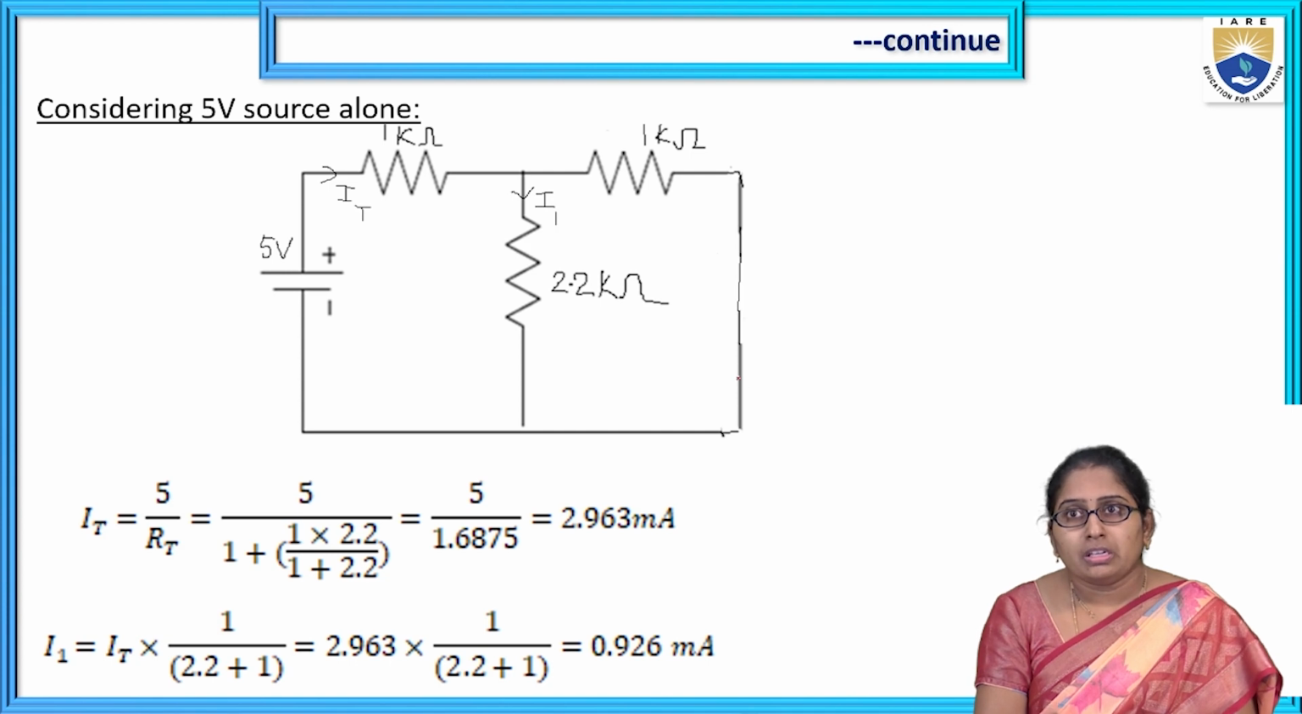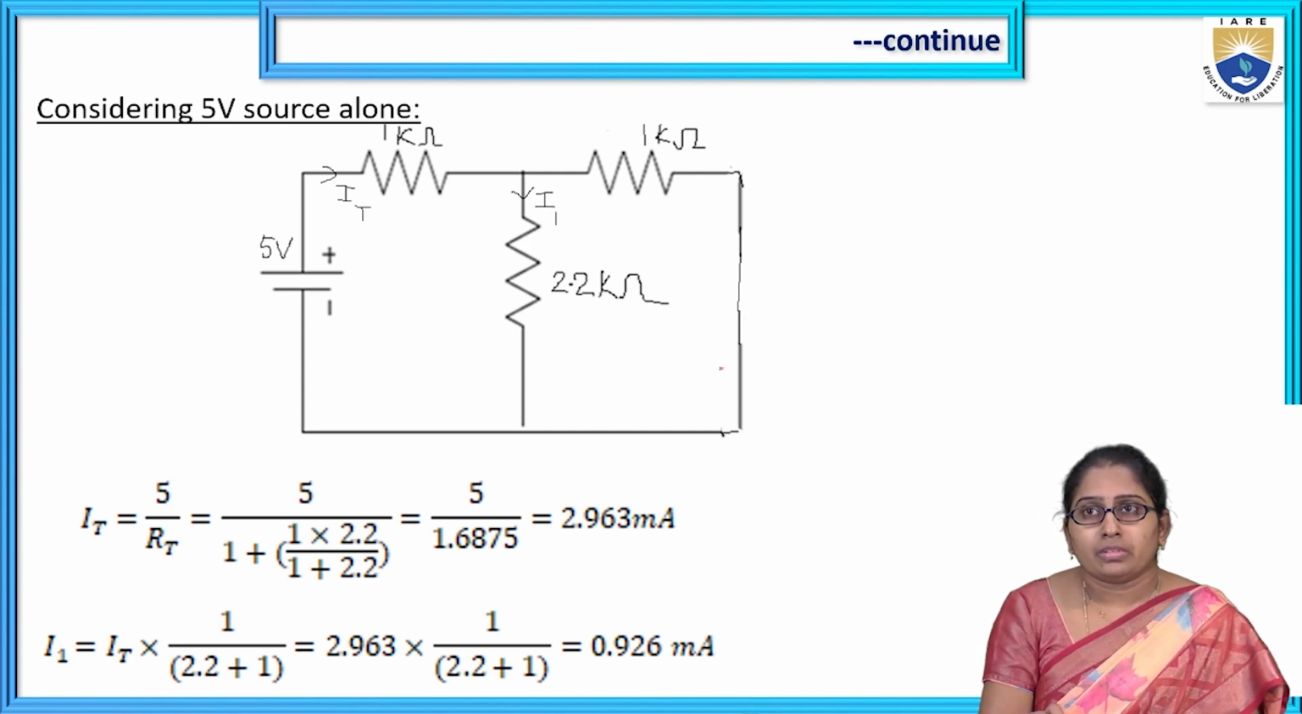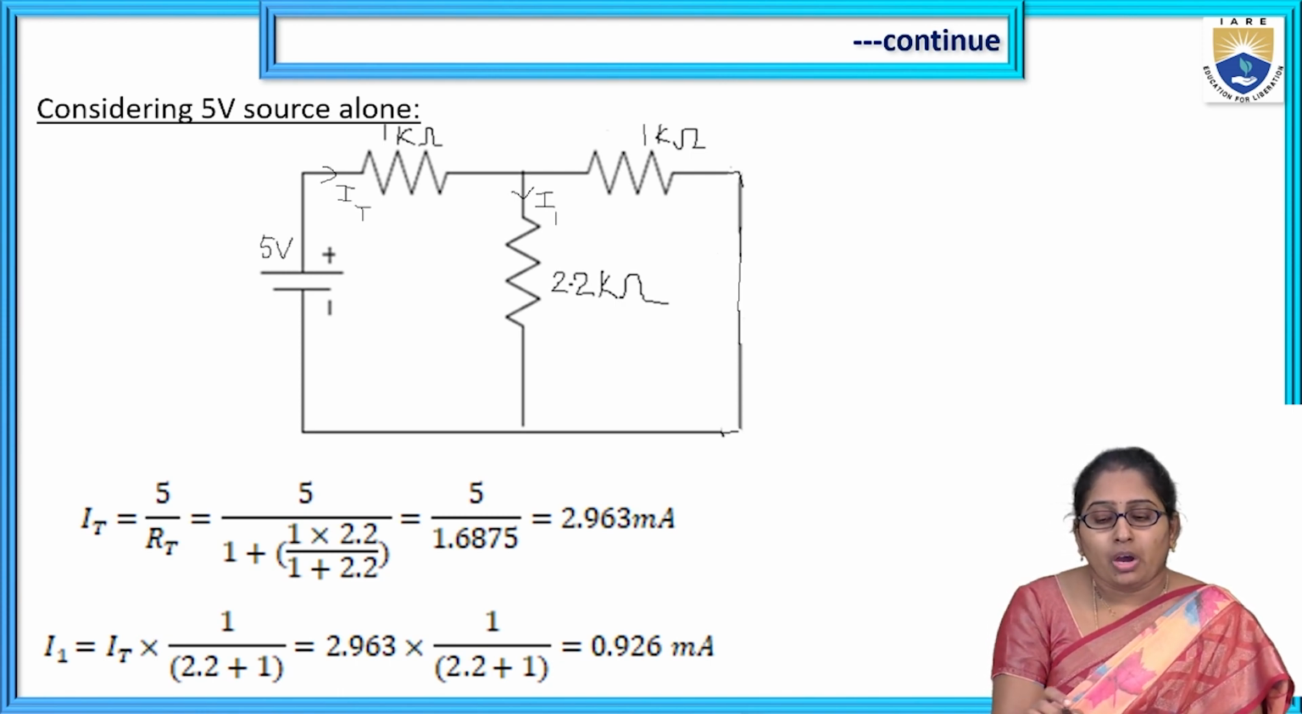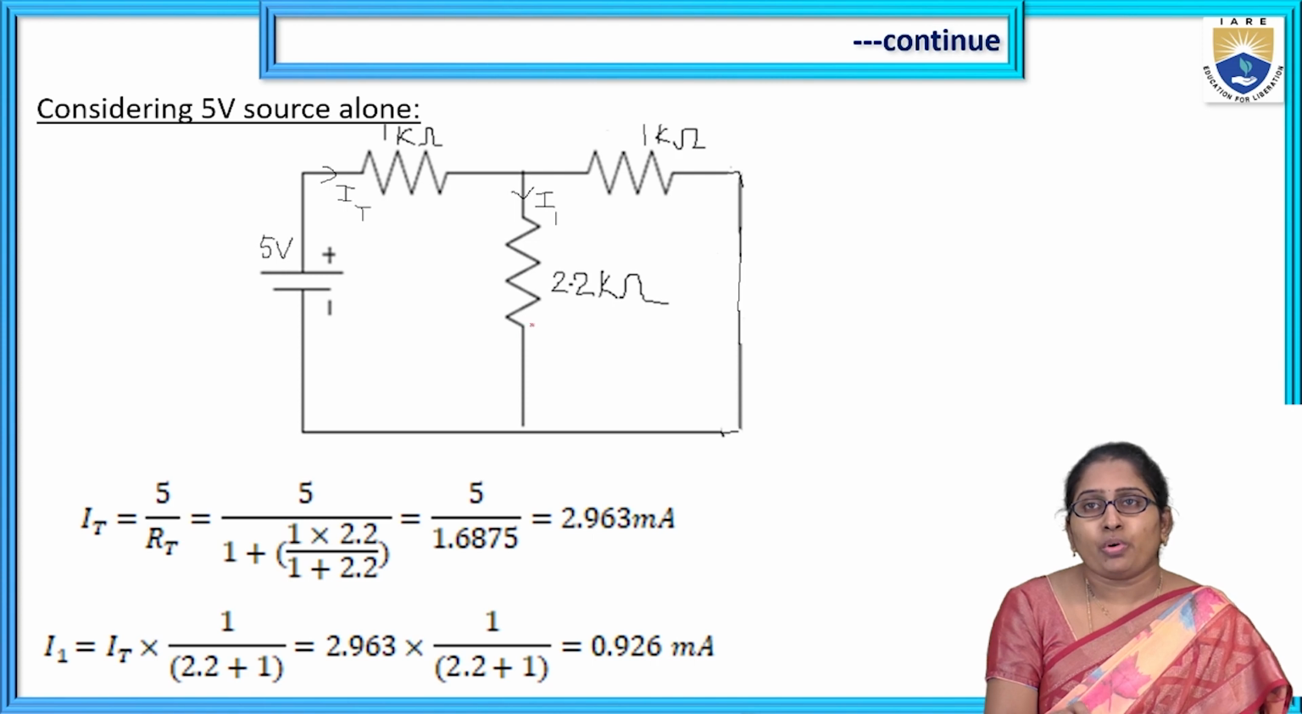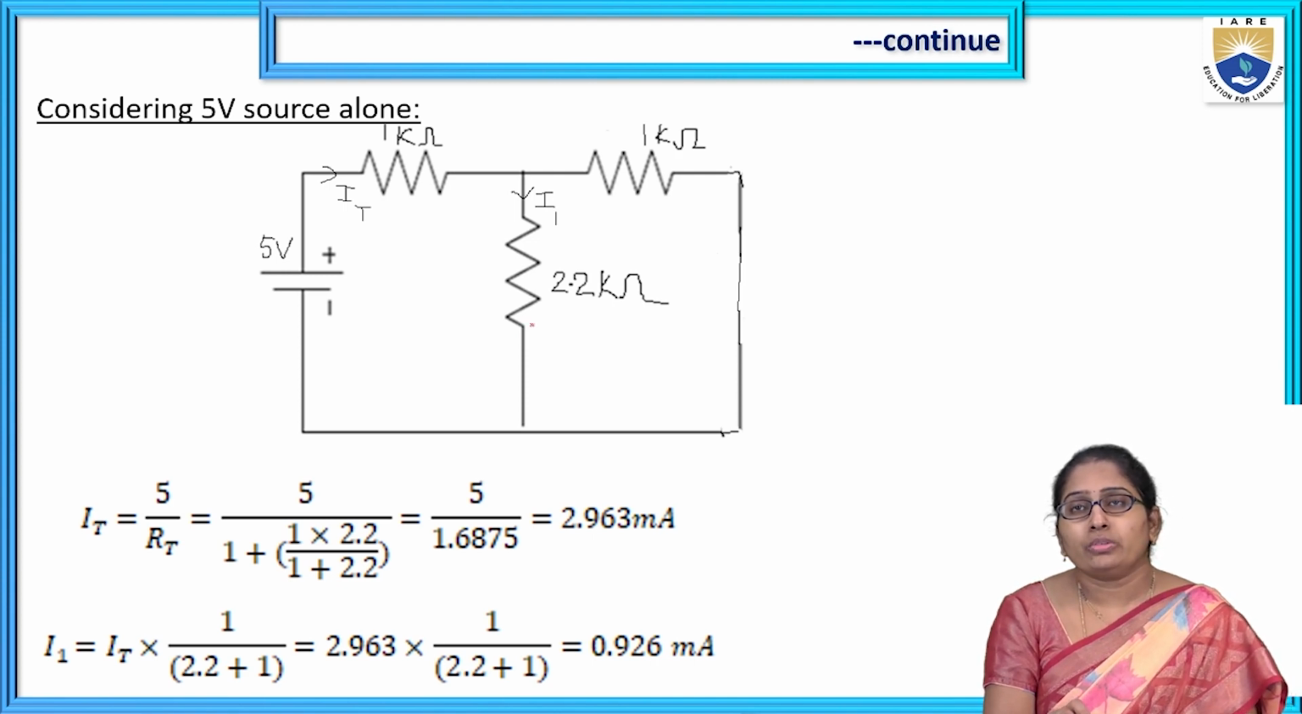You can see that in the circuit. Now how to find the response in this 2.2 kilo ohm? How to find the current in this 2.2 kilo ohm? Let us say that is I1.